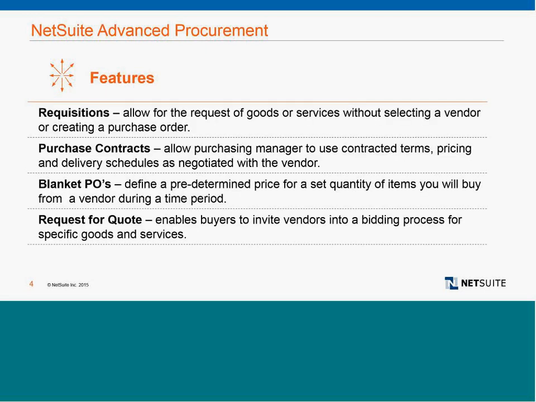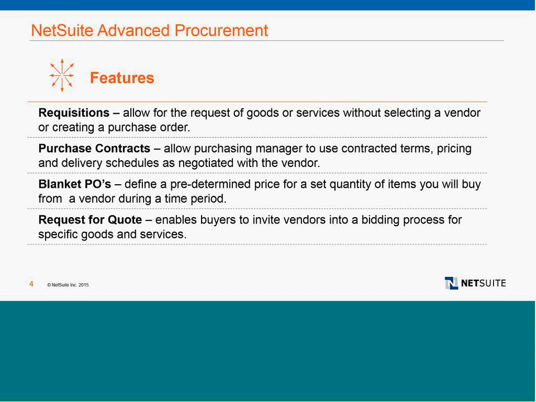The features that come with the Advanced Procurement module are as follows. First is the requisition record. Previously the user had to create a purchase request, which is essentially a purchase order in an unapproved status. So they had to go in, know the vendor, and create that purchase order.